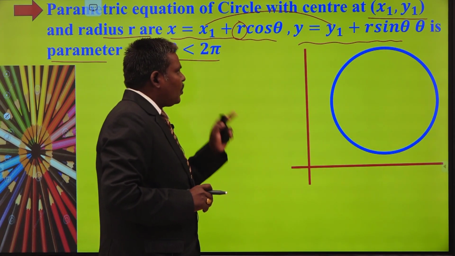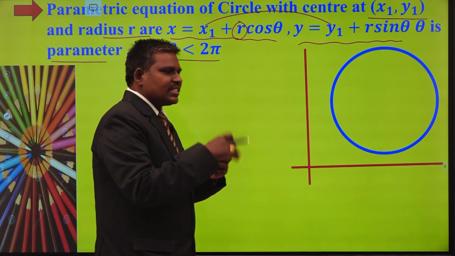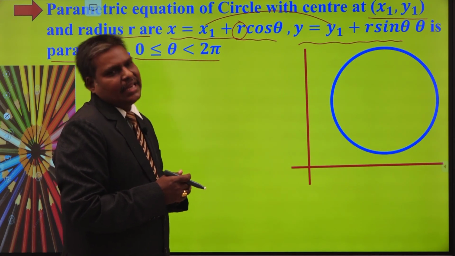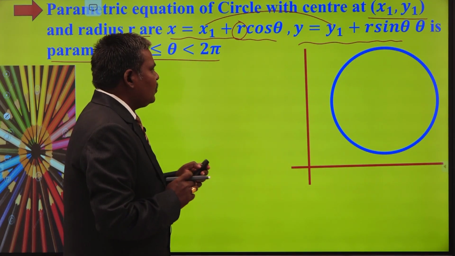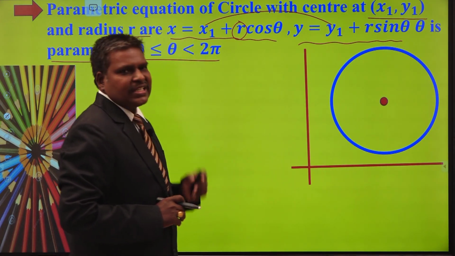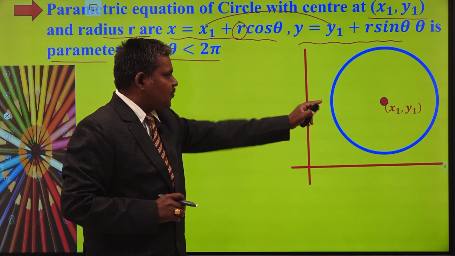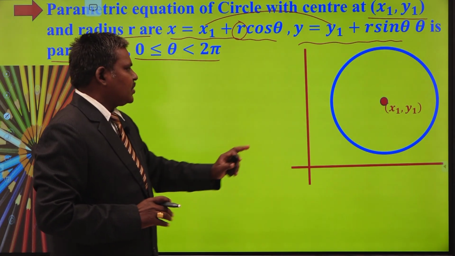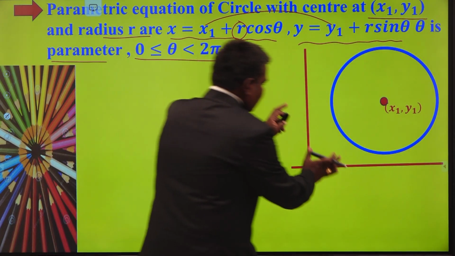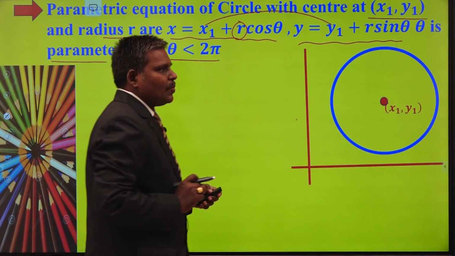Understand? So what is varying here? Theta. If you change the theta value, the coordinates of the point on the circumference of the circle vary. Understand? Now this is your circle. These are the coordinate axes. This is the center of the circle, given as x1 comma y1, as shown in this figure. Clearly observe that. This is a circle having its center at x1 comma y1.